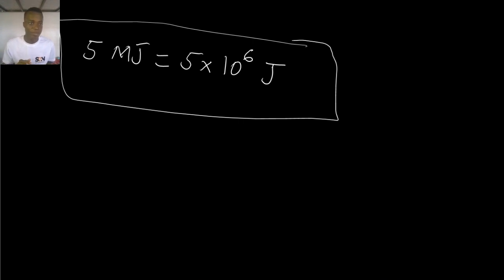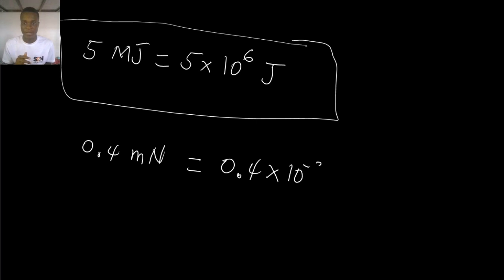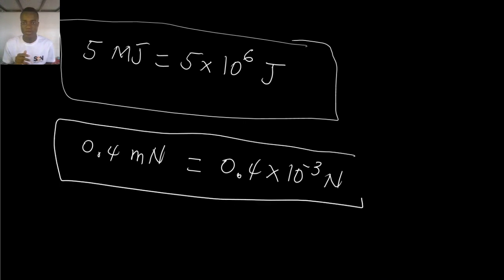Yeah. So let me keep that one and write the next one, which is 0.4 millinewton. So millinewton, right? If you convert that, you just change the milli to its decimal component. So the decimal component of milli is what? 10 to the power negative 3. And you just keep the newton there. This is how to do part 2 of the unit conversion, right?